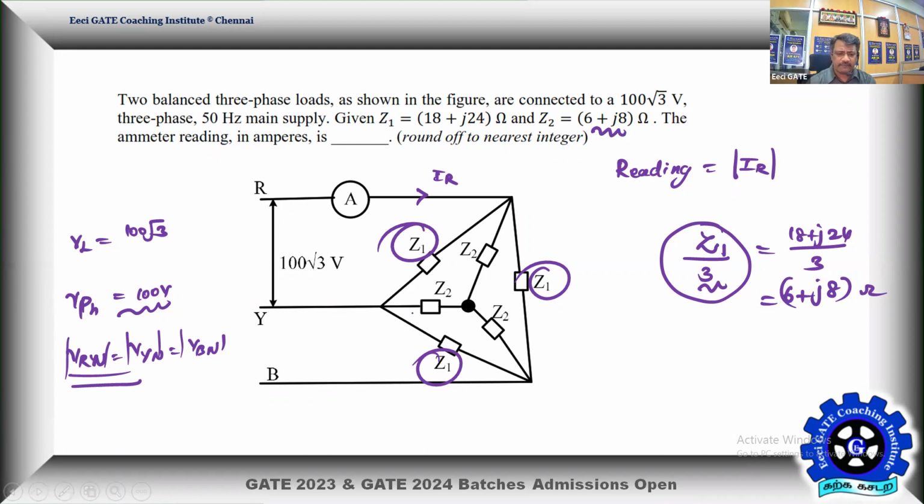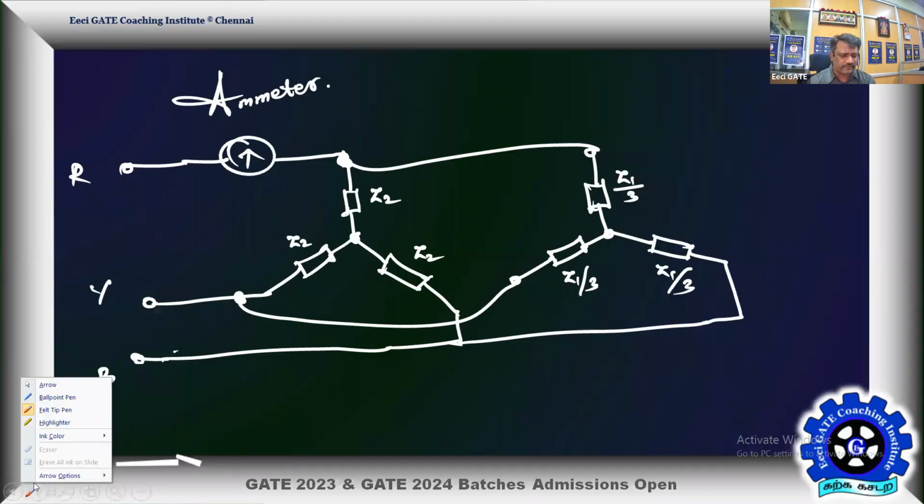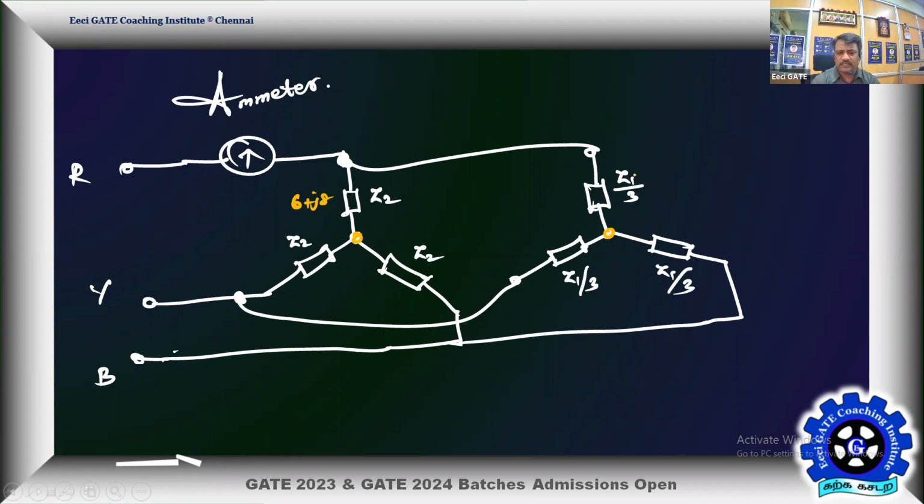Okay, so therefore the equivalent is going to be something like this. I don't want to lose that important information, so the two stars are going to be at unique points. I don't want to make them parallel. Let me go like this. This is 6 plus J8. This is also going to be 6 plus J8. So this is the R phase. Let me treat this as a neutral, and this is the R phase. This is also the neutral. It looks like the two stars in parallel, but still, let me go by this phase.